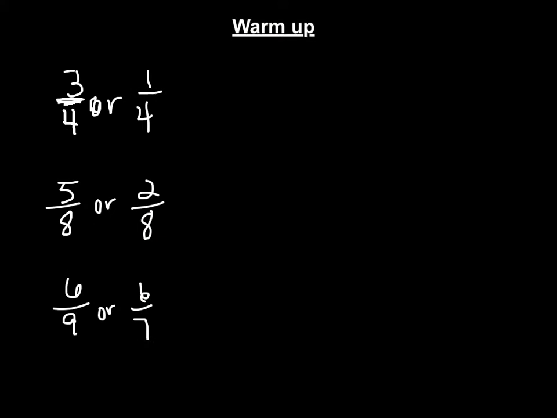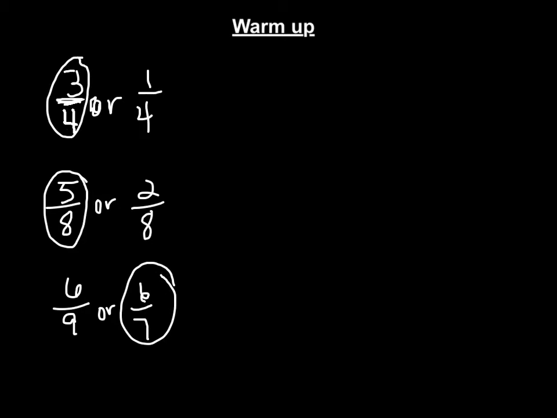For each fraction pair, I would like you and your partner to decide which fraction is greater and explain to each other why you know that that fraction is the greater fraction. For the first pair, 3/4 is greater than 1/4. For the second pair, 5/8 is greater than 2/8. And for the third pair, 6/7 is greater than 6/9. Who can explain for me how you knew that 6/7 was the greater fraction?